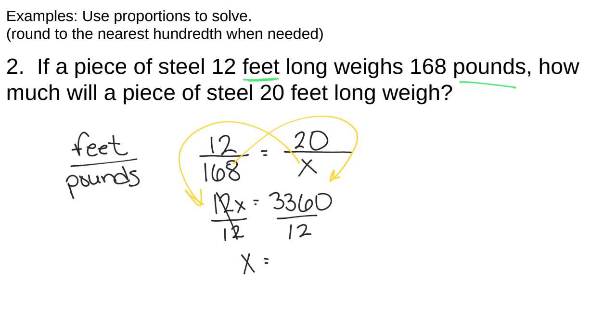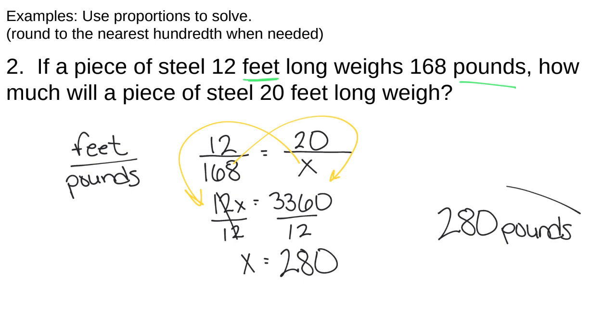3,360 divided by 12 is 280. And again, that was in the pounds spot. So my answer is 280 pounds. Now, before we call it done, we're going to make sure this answer makes sense. If we had a 12-foot long piece that weighed 168 pounds, we would expect a 20-foot long piece to weigh more, and ours does. It was 168, and ours is 280. So that makes sense.